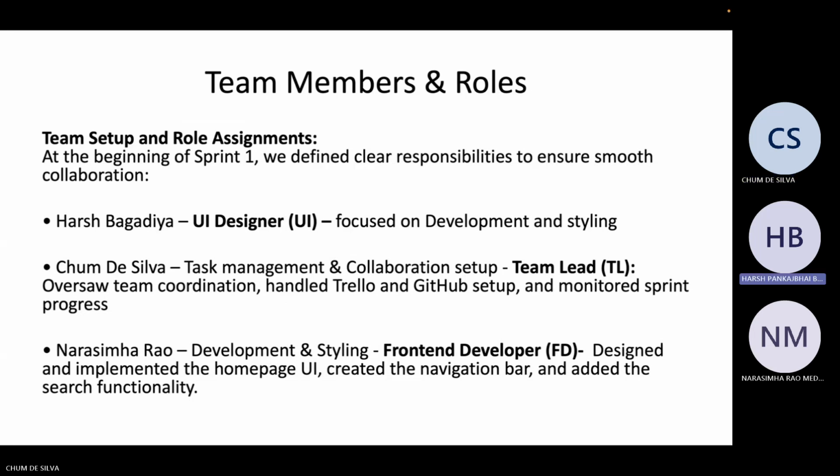At the beginning of sprint one, we defined clear roles and responsibilities, like which member did which task. I focused on development and styling. Chum handled task management and collaboration setup, and Narsimha was responsible for responsiveness and development and designing at the front end.